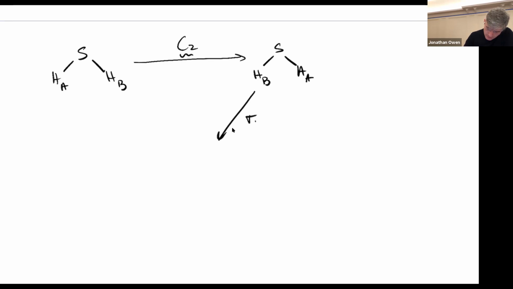Let's do a sigma V here. Sigma V is going to send sulfur, A and B back. Nope, sorry, got that screwed up. I got ahead of myself. Right, sigma V, what does sigma V do? So sigma V is the one that has the atoms in the plane, and it sends the front of the molecule to the back and the back of the molecule to the front, which you don't really see here.